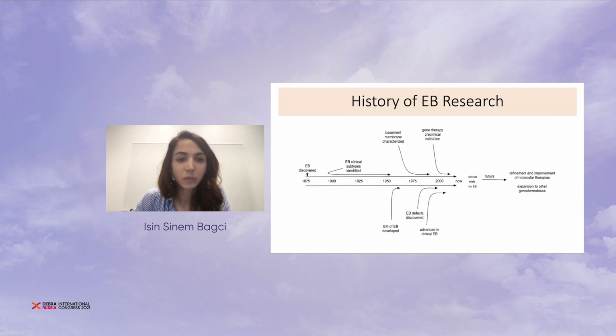And let me start with some background information about EB research. EB was discovered over a century ago, and that was followed by the characterization of EB subtypes. The research in the last 50 years let us have an understanding of basement membrane structure and underlying defects in EB. Around 20 years ago, gene replacement attempts were initiated preclinically, and today these attempts continue with clinical trials.